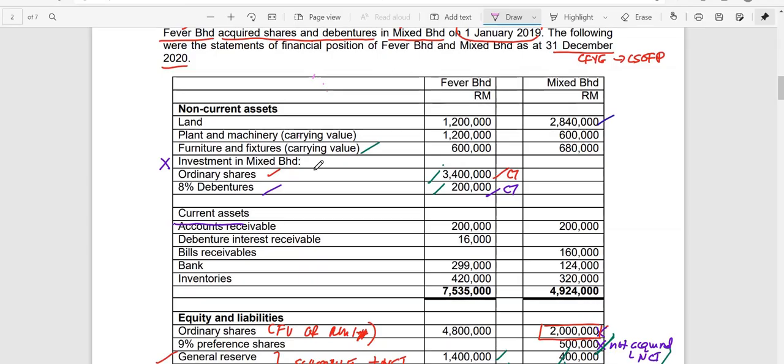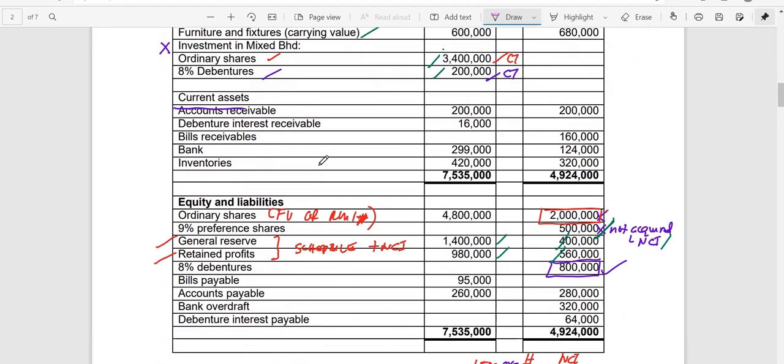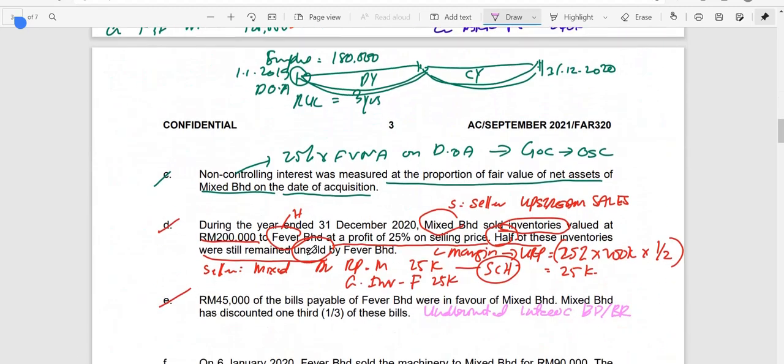Okay, sorry about that. Bills payable, we are talking about bills payable in FAR. Out of this 95,000, 45,000 is intercompany bills, and out of this 45,000, you are informed here, you need to read the question carefully, that 1/3 has been discounted, so the undiscounted is 2/3. So 2/3 times 45,000, the undiscounted bill would be 30K. For this 30K, you will debit bills payable of FAR, and credit bills receivable of Mix to remove the intercompany undiscounted bill.